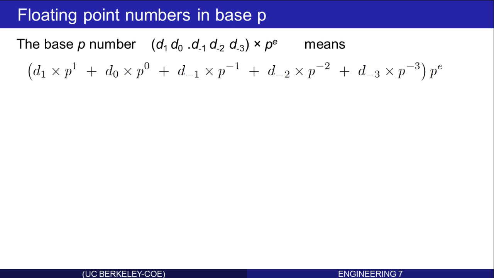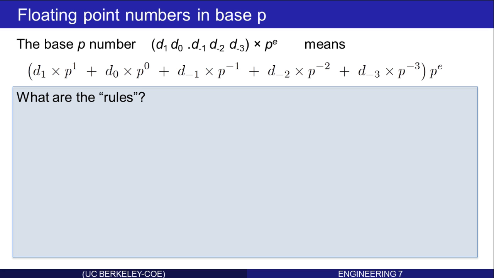d1 times p raised to the first power, d0 times p raised to the 0th power, plus, moving past the decimal point, d negative 1 times p raised to the negative 1 power, d negative 2 times p raised to the negative 2 power, and d negative 3 times p raised to the negative 3 power. But then the entire summation is multiplied by p to the e, where e is an integer. This changes the exponents by the same additive amount, effectively shifting the decimal point's location.